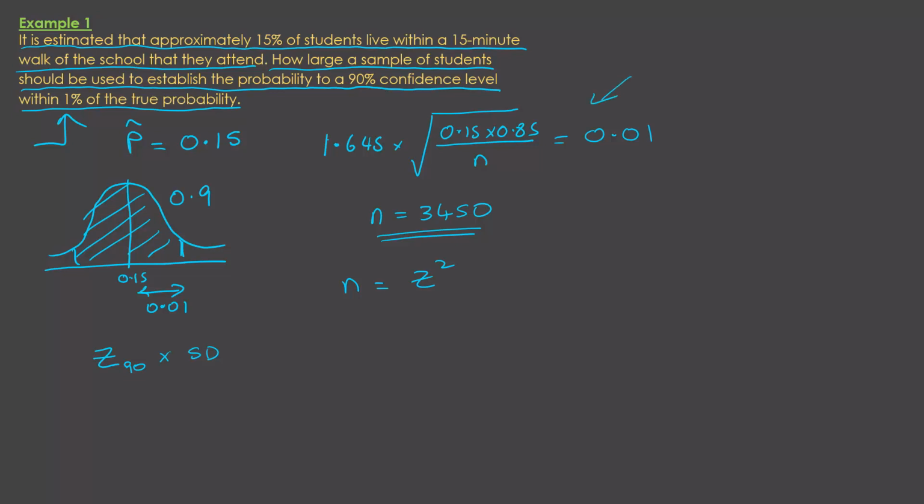We could make use of the formula that I mentioned in the introduction, which is actually just really a rearrangement of what we have here. So that would be this formula here. And so that would be our 1.645 squared times 0.15 times 0.85 divided by 0.01 squared.